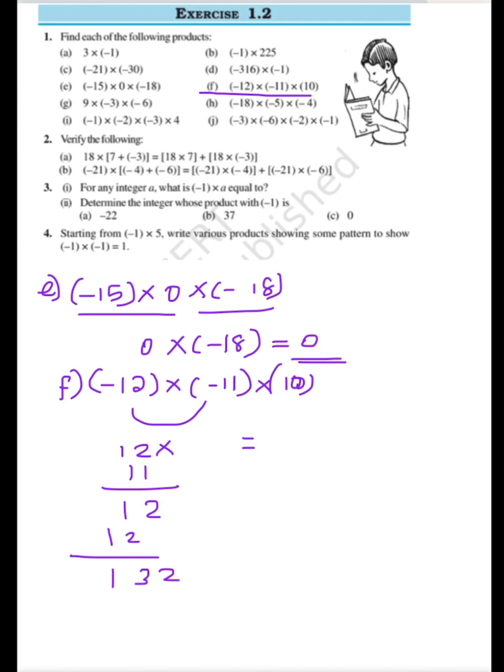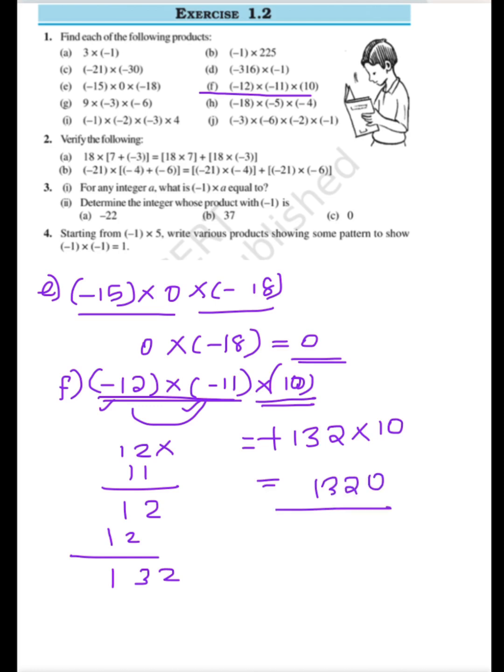132. So this will be equal to 132 into 10. When you are multiplying minus 12 into minus 11, here 2 minus signs are coming. So minus into minus is plus. So the answer will be plus 132. Now plus 132 into 10. What is 132 into 10? That's very easy. 132 into 10 is 1320. This will be the answer.